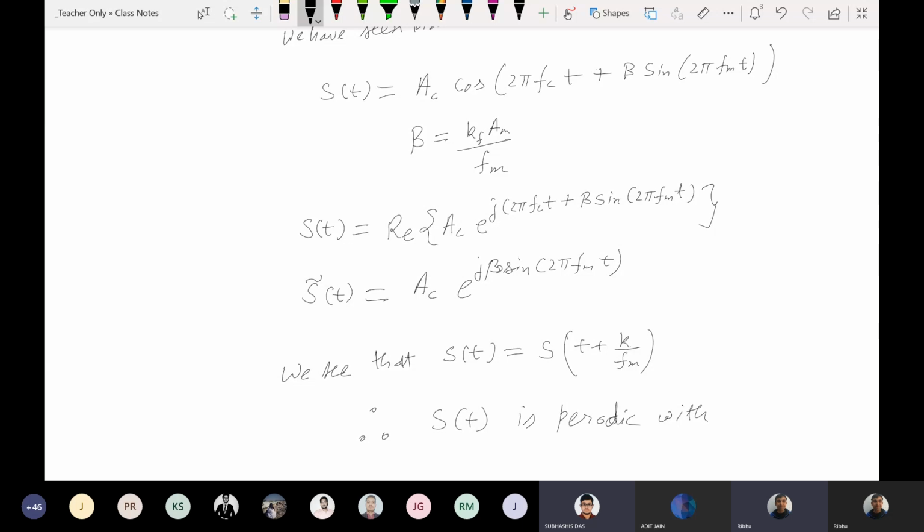Sir, is it s(t) or s tilde(t)? Sorry, s tilde(t). Thank you. I was trying to do something else. Yeah, so s tilde(t) is periodic with period 1 over f_m. Let's call this period T_m equals 1 over f_m. Fine.